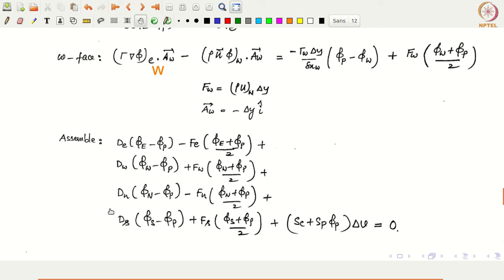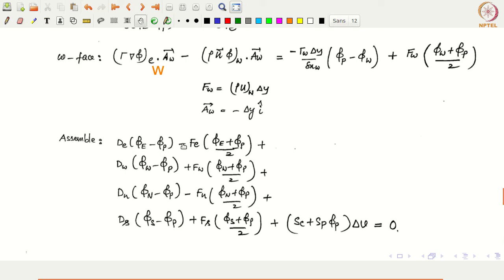But what do we want our equation to be written as? We want it to be written as AP phi p equals sigma NB phi NB plus B, right? So what should I do now? We have to send all the phi p coefficients and phi p to the right hand side and leave all remaining things on the left hand side. If we do that, what will be the coefficient for phi east? Phi east will get dE minus fe upon 2, right?